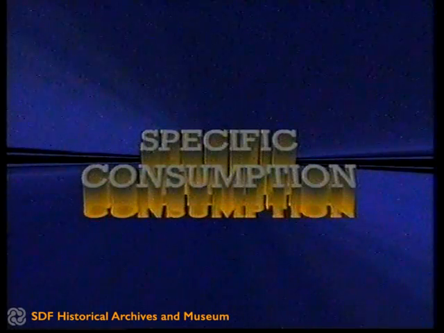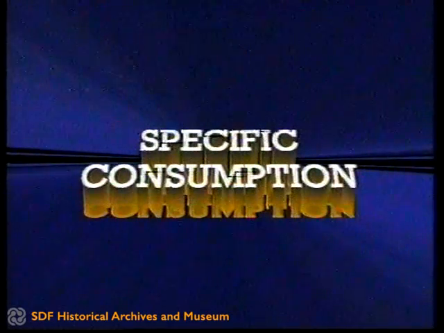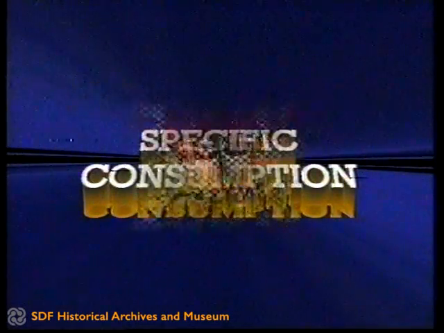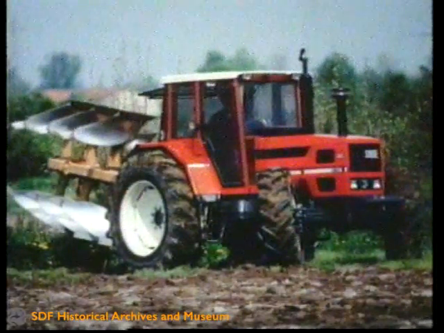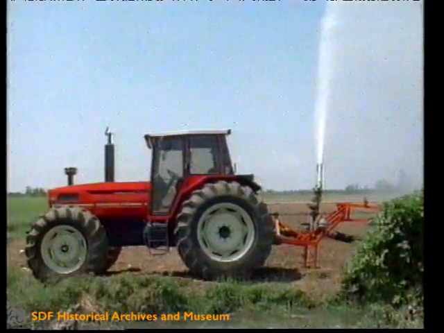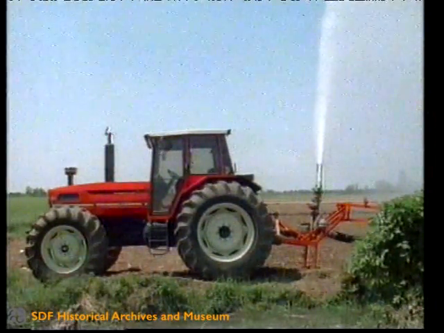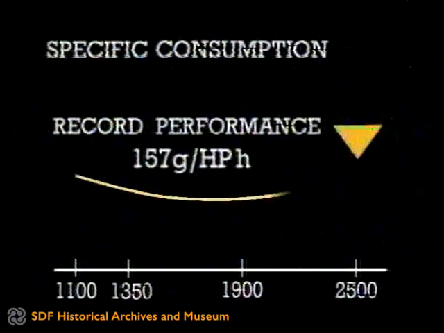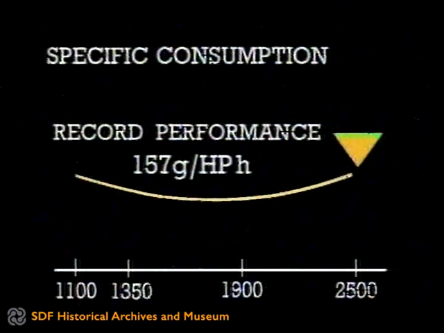Specific consumption. For the farmer, it is of the utmost importance that the engine should have a low specific consumption throughout the range of operation, for economy of use at whatever speed is required by the work being carried out. The 1004 engine presents the minimum specific consumption within the maximum torque speed. Consumption is only slightly higher at maximum output speed, which at 157 grams per HPH represents a record performance.